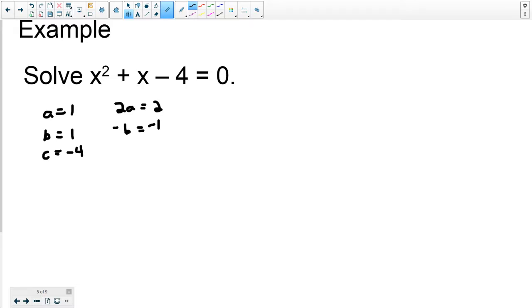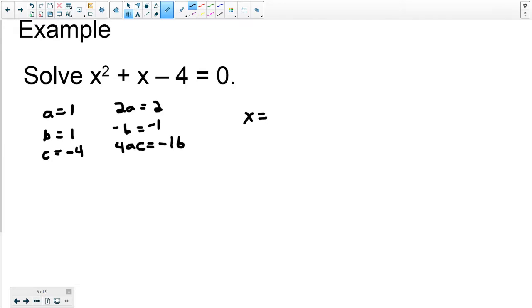And 4ac is going to be this times 4. So 1 times 4 times negative 4 is negative 16. So I want 2a, b, negative b, and 4ac. So now what I'm going to do is use all of these things here to find the values for my quadratic formula.